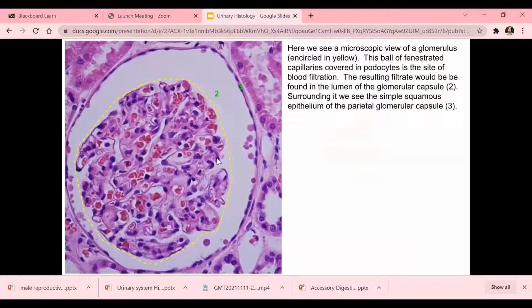Now you can see the slides, the real histology pictures of these different parts. Here you have the cortex of the kidney in this picture, and you have a large renal corpuscle. Your renal corpuscle is composed of glomerulus, which is encircled in yellow, and we have capsular space and the parietal layer of the Bowman's capsule here.